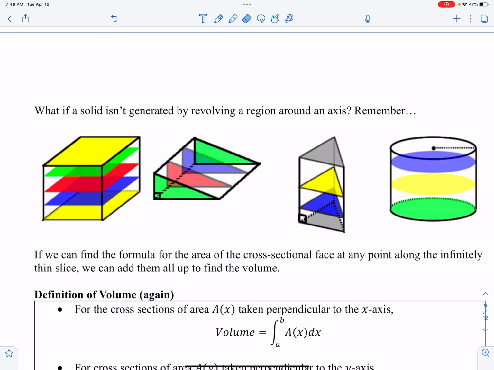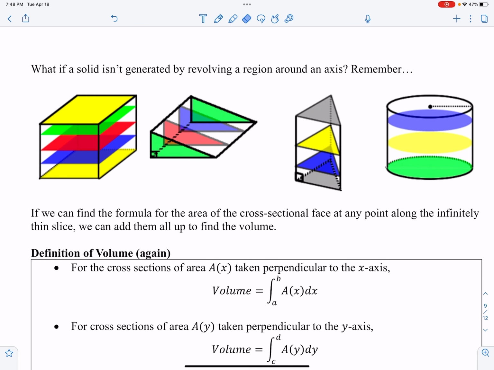So this video is part 3 of section 7.2, volumes. And what if a solid isn't generated by revolving a region around an axis? Okay, so I take us back to the pictures that I showed you at the beginning of the lesson of these three-dimensional figures that you are familiar with their formulas for volume, right?